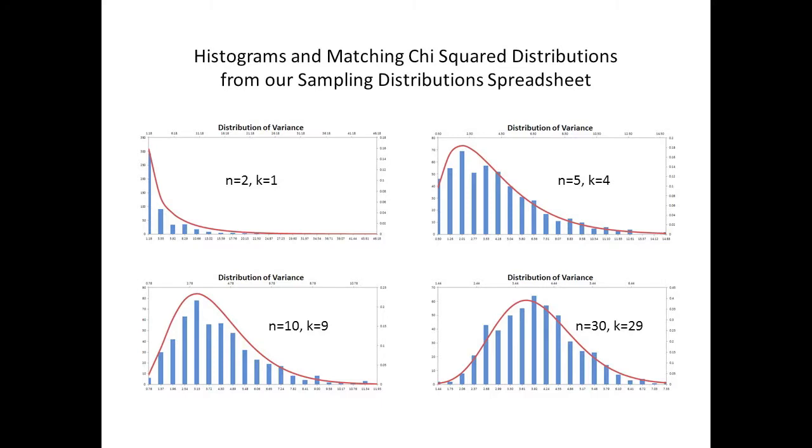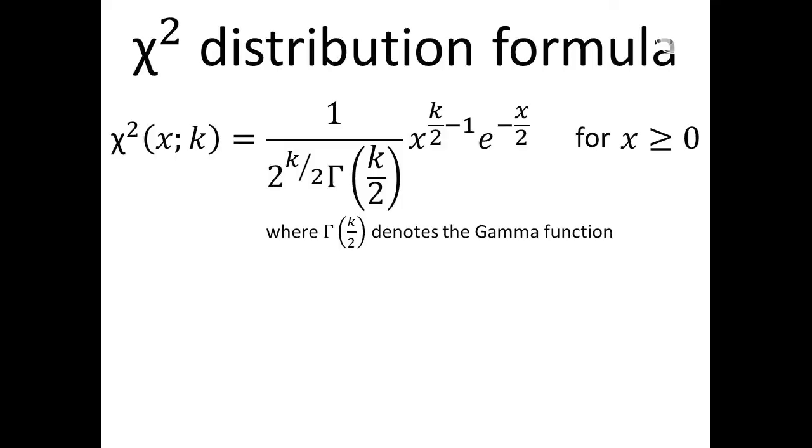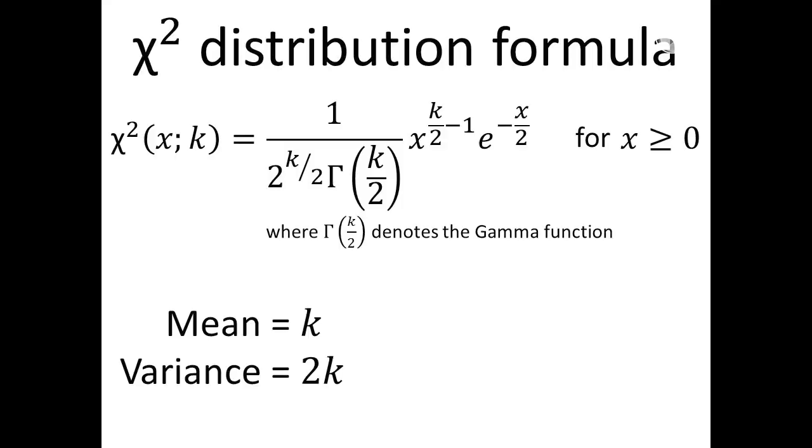These chi-squared curves also match well with histograms from our sampling distribution spreadsheet. In case you're curious, the general formula for the chi-squared family of distributions is the one shown here, and the distribution for k degrees of freedom has a mean of k and variance of 2k. But don't worry, most spreadsheets and computer libraries have built-in functions for the chi-square distribution, so you'll probably never have to use this expression to program your own function.